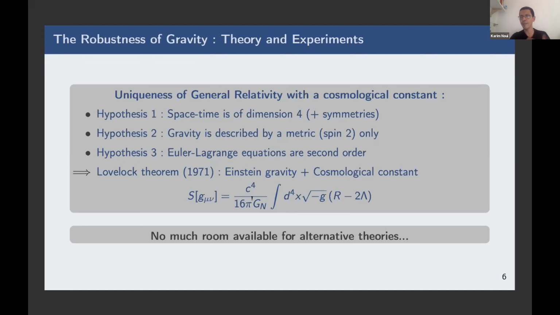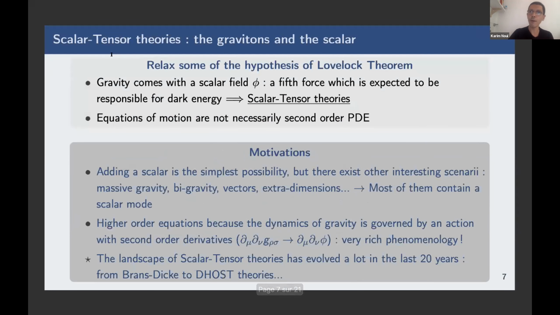So if we limit ourselves to these hypotheses, then there is not much room available for alternative theories, and we cannot construct something else. So the idea, as you can guess, is to relax one of these hypotheses to go beyond general relativity. And probably the simplest way to proceed is to consider scalar tensor theories where, in fact, the graviton, so the metric, comes with a scalar field.